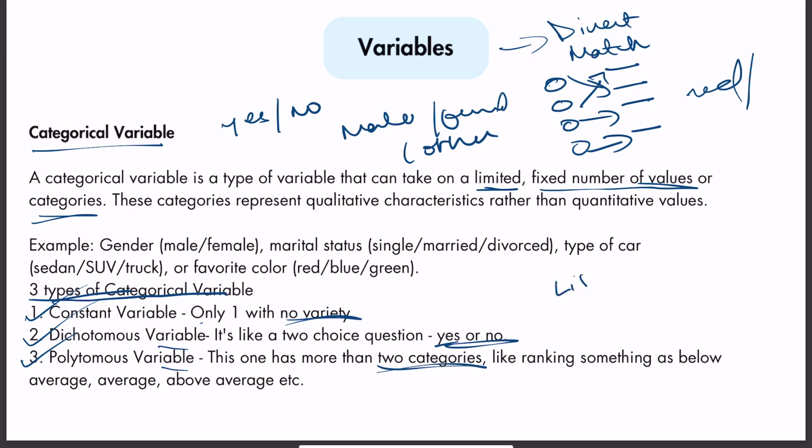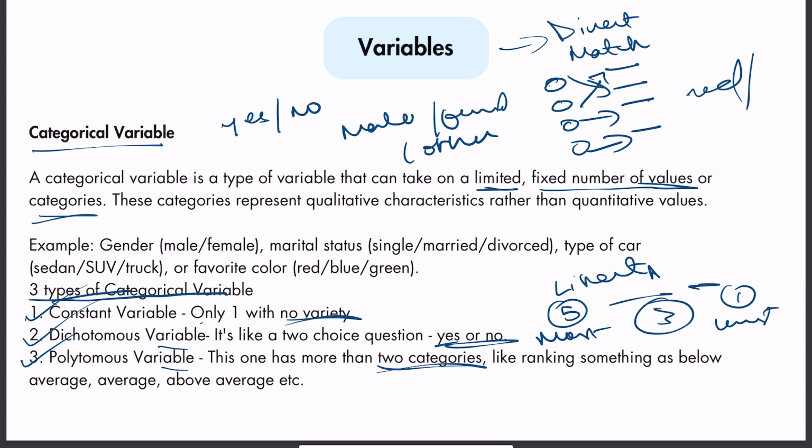Mostly in Likert scale, if you've taken any survey, you've seen 5 is most likely, and then 1 is least likely, and then you have to assess somewhere in between, maybe 3 neutral. So those are polytomous variables.